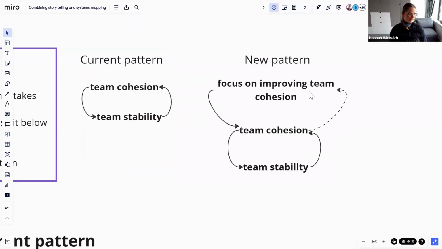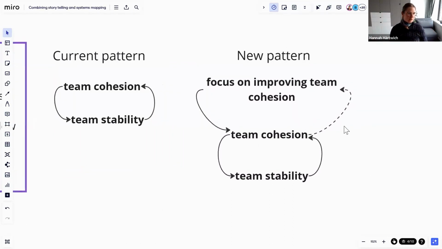But then a simple solution to this loop that you could think about is that when the team observes that cohesion is not going well, team cohesion is decreasing, the agreement that we make is that if we observe that, then we will specifically focus more on different kinds of measures to improve team cohesion. And as we see team cohesion improving, that of course also helps to improve team stability, again improving team cohesion. And if we see everything is going well with team cohesion, we might be able to focus a little bit less on improving team cohesion in that time. So that's how we might be able to change that pattern.